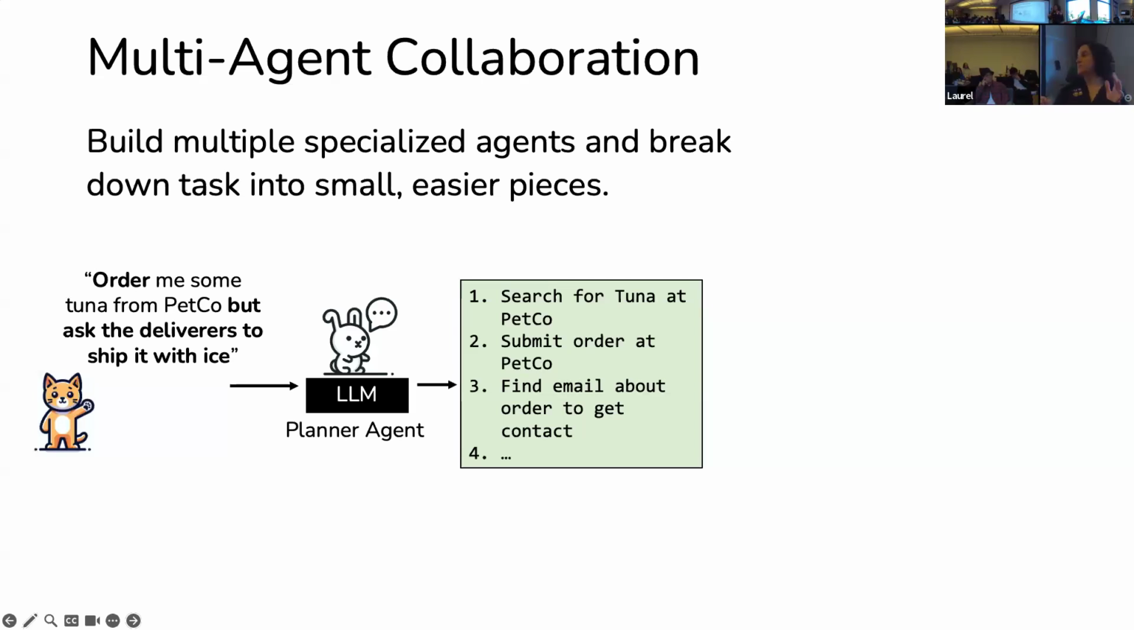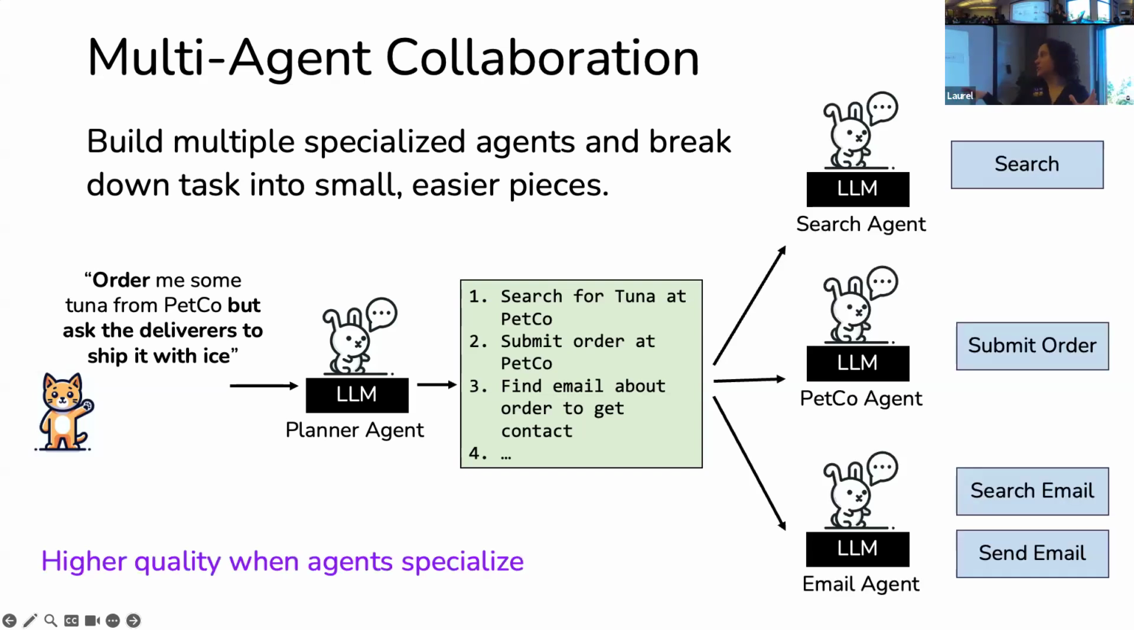And this planner agent is going to be like, okay, first I have to search for the tuna, and then I have to order it, and then maybe find the email, and then email the people and ask for ice. And under the hood, this planner agent is going to go through each step, and you're going to be able to say like, hey, who do I need to ask and what do I send them? And so you're going to get this planner agent that's now calling out to these sub agents, where one of them is going to be the search agent, one of them will maybe be the Petco agent, an email agent, and so on and so forth.